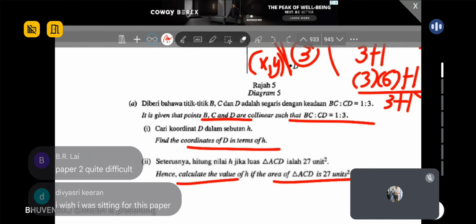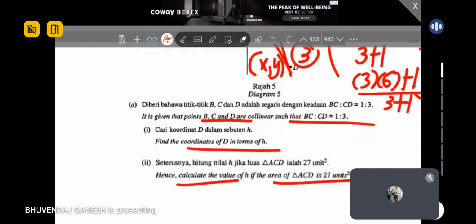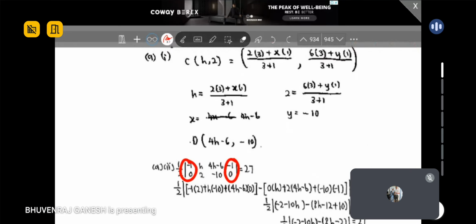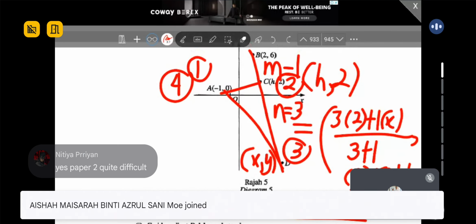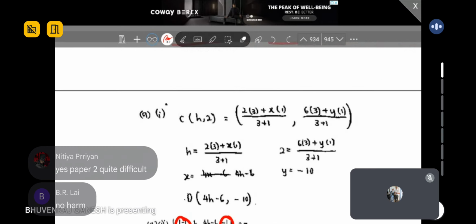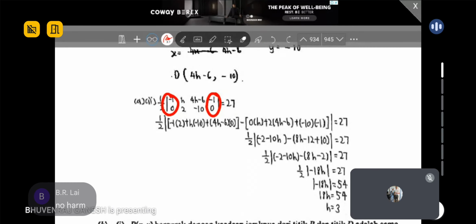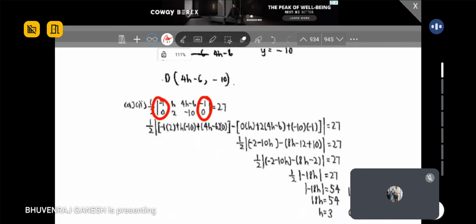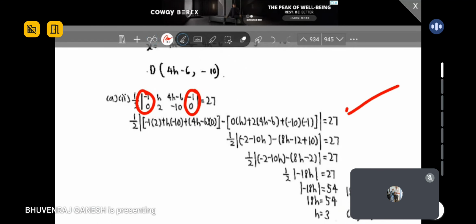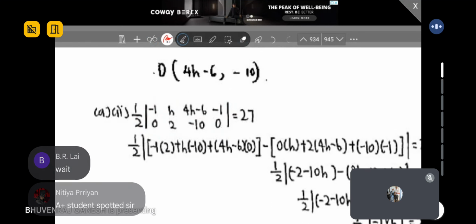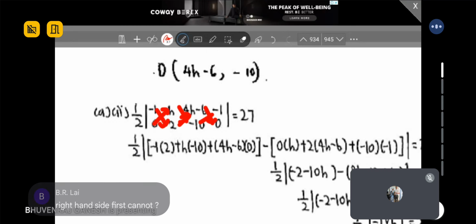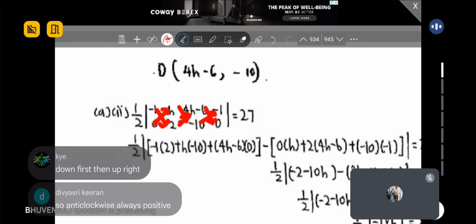Let me see how they answer this one. Over here, the candidate answered clockwise: negative 1, 0, then h, 2, and then the coordinate D back to A. This is clockwise, and correct also. He got it correct. So clockwise or anti-clockwise is still possible, guys, both can. So you guys know how to expand this one, the shoelace method. You just do the shoelace method, which means top times bottom, times everything, minus bottom times top, something like this. Down first, then up.